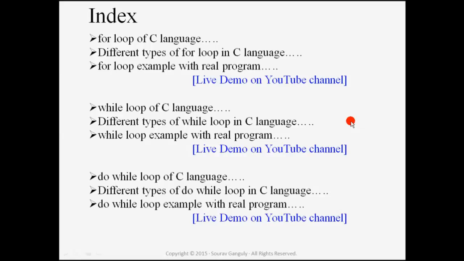Throughout this tutorial, we will discuss the for loop, different types of for loops, and see a real life example of a for loop. Then we discuss the while loop, different types of while loops, and see an example of a while loop. Then we discuss the do while loop, different types of do while loops, and then see an example of a do while loop.